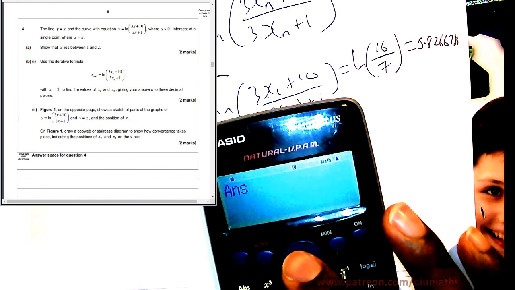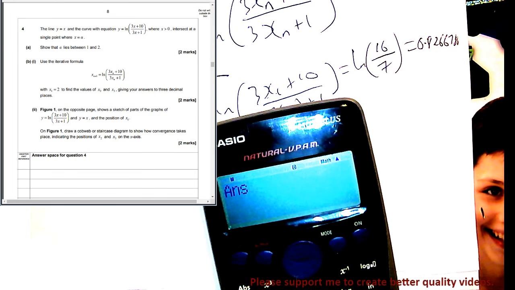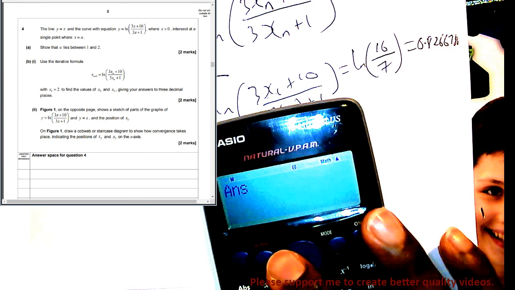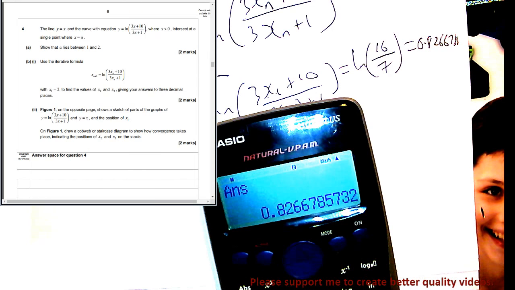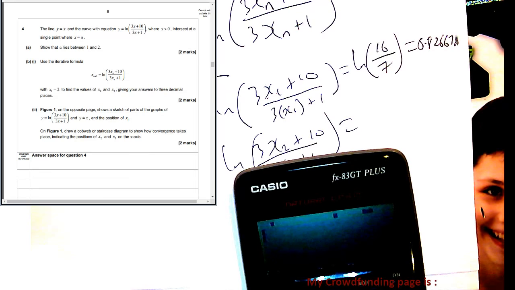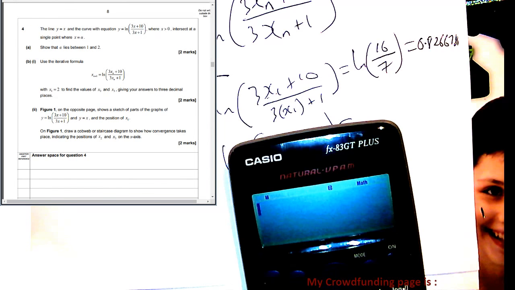Oh, sorry, not that. I was just meant to press equal to. I was only meant to press equal to. See what I've done now. I'm so sorry. I was only meant to press equal to, not answer. Alright, well, it's my loss, isn't it? I'm going to do that again.